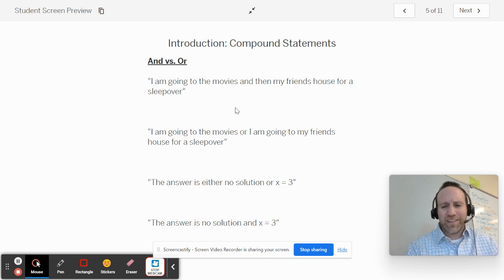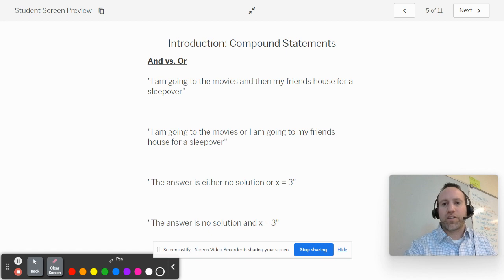It can't be both of those things, right? If it's no solution, then that means nothing works. So it can't be no solution and x equals 3. That would be a not true statement. So that's where that comes into play, the and versus or, right? For an or statement, one part has to be true. So let's just jot that down real quick.